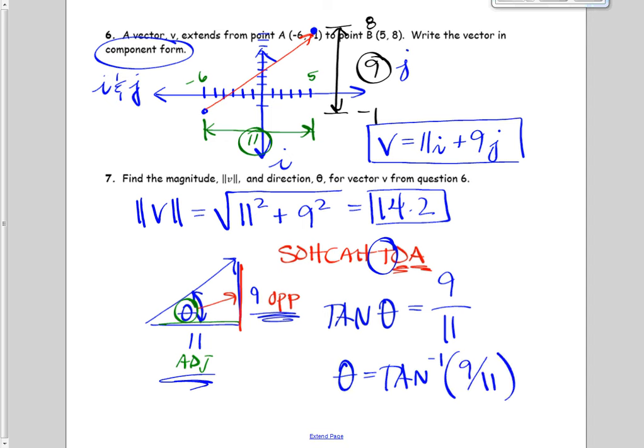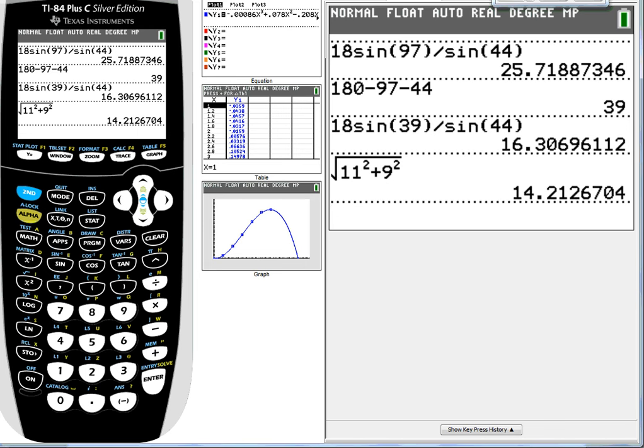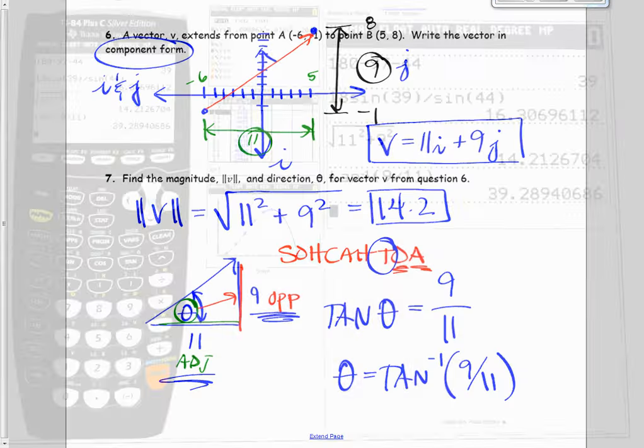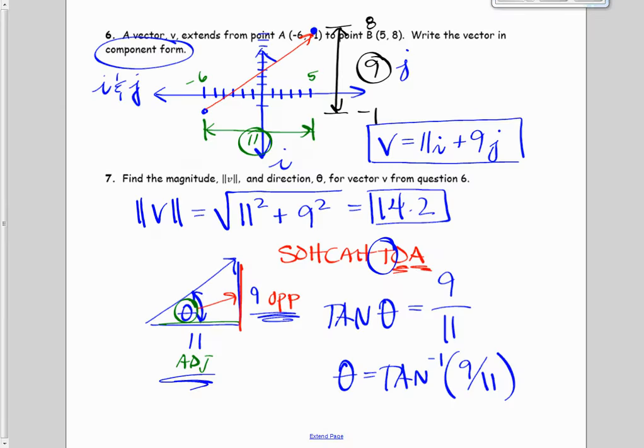And so now I put this in my calculator. Inverse tangent of 9 divided by 11. And my angle comes out to be 39.3 degrees. So I put that as my answer for theta. It's 39.3 degrees. And so this one's my magnitude, this one's my direction.